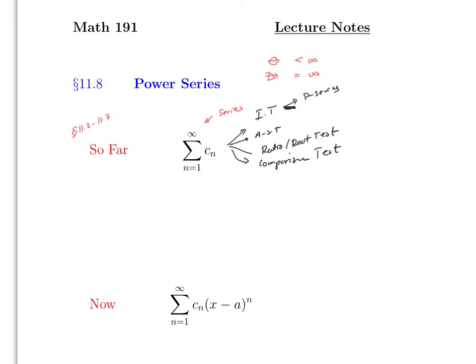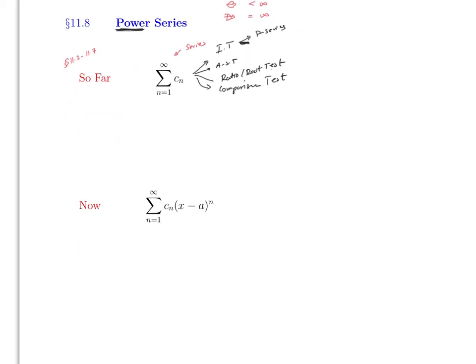Now we're going to go to power series. You should think of it as technically just adding x in here. Now you have to be careful to keep track of which one is the variable and which one is the constant. Notice here, the variable is n, because n is going from 1 to infinity, and x is a specific value. Everything we're going to do from now on in chapter 11 is going to deal with power series.